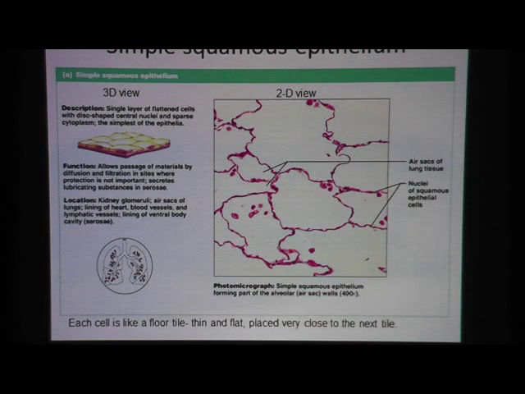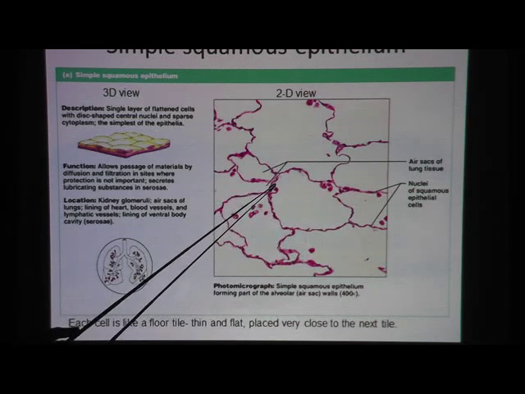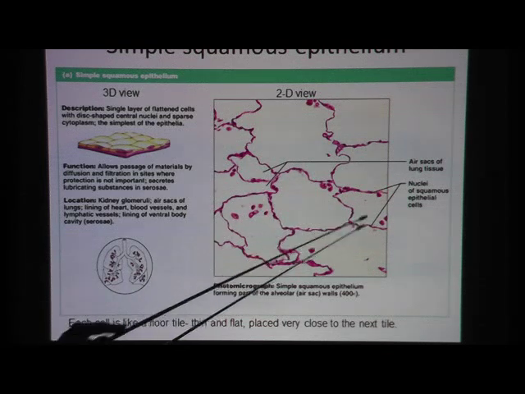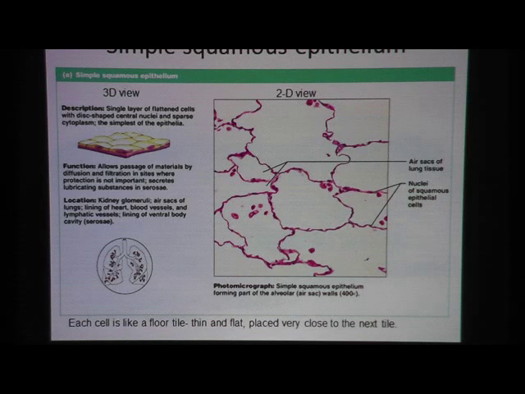What else can we ask? We can ask, name the cell in simple squamous epithelium. Well, in that case, the cell type, or the name of the cell, would be squamous cell. And how do you know it's a cell? Well, if you look closely, you see these dots. And it's not a perfectly round dot, but almost oval, squished dot. These dots are nuclei, okay, of the squamous epithelial cell.